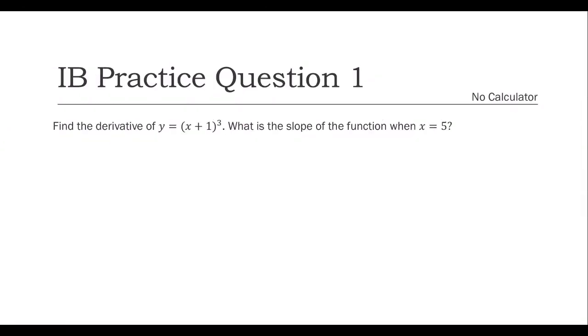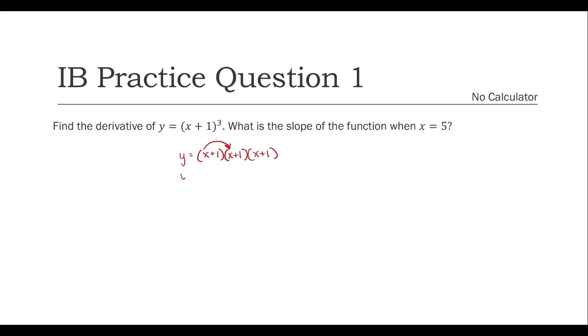So here we have our first IB practice question. It says find the derivative of y equals x plus 1 cubed. What is the slope of the function when x equals 5? So to use our power rule, we're going to need to distribute our x plus 1 cubed. So that's x plus 1 times x plus 1 times x plus 1.